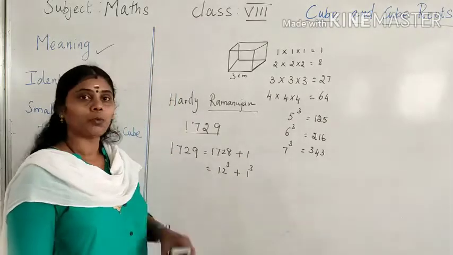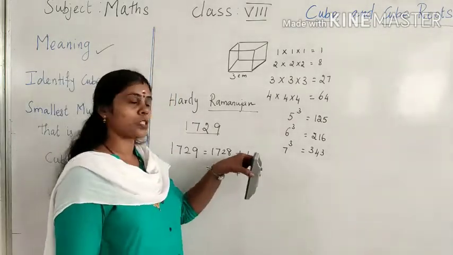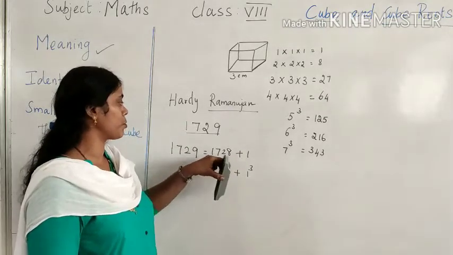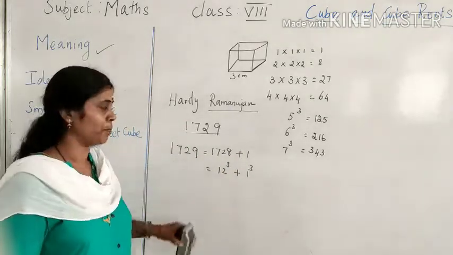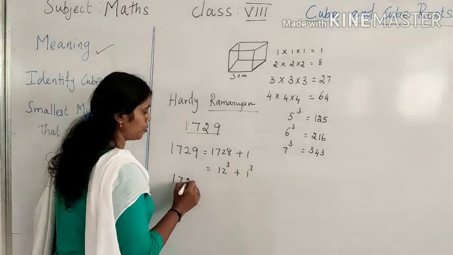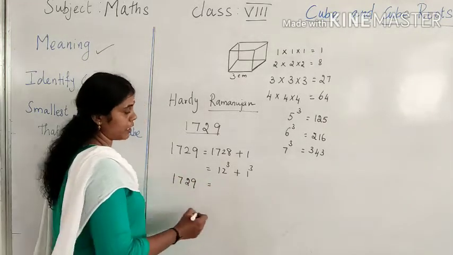12 cube is 1728 and 1 cube is 1 only. So when you add this one, you will get 1729. Another way we can write 1729 is as a cube of another number.